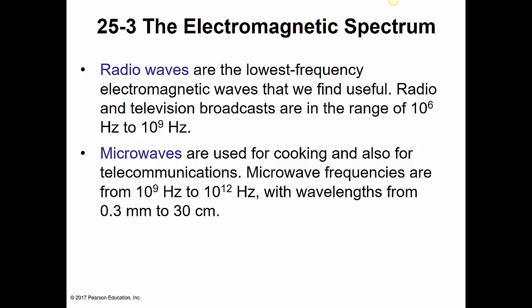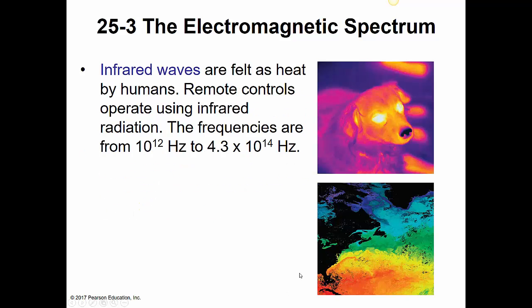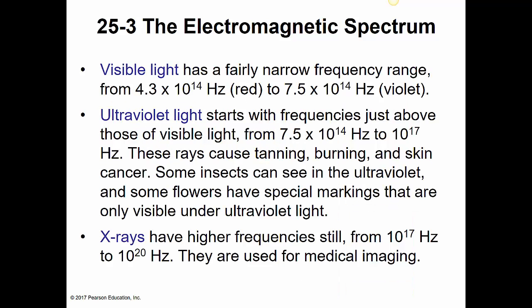Radio waves always have frequencies between 10 to the 6th and 10 to the 9th. Microwaves have frequencies between 10 to the 9th and 10 to the 12th. Infrared waves have frequencies between 10 to the 12th and 10 to the 14th hertz. This is what we use to sense heat, and remote controls use them as well. Visible light has a very, very small frequency range, 4.3 times 10 to the 14 hertz for red light to 7.5 times 10 to the 14 hertz for violet.